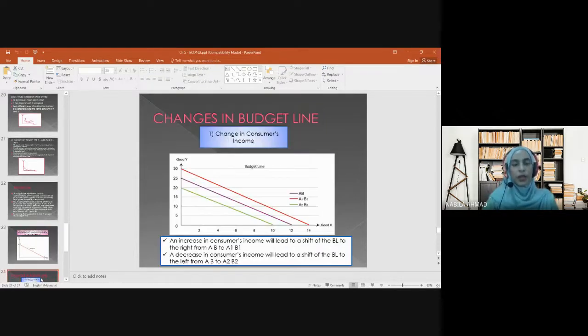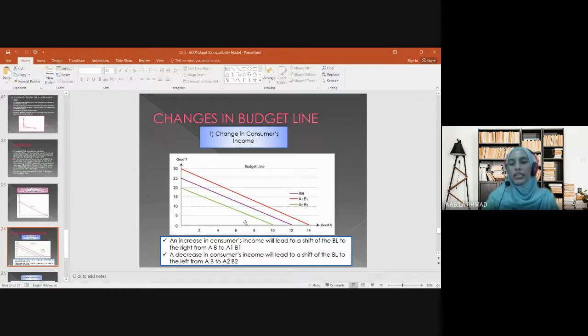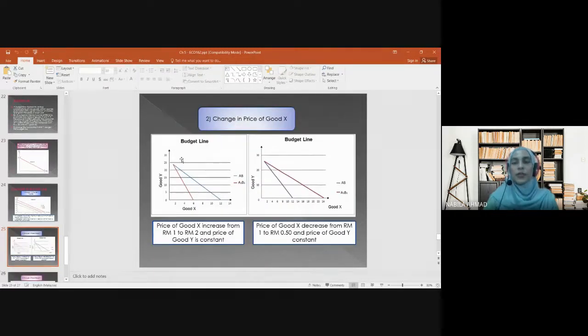Okay? Right. So budget line ni boleh juga shift. Dia boleh shift sekiranya ada changes in income. Semakin banyak income, semakin the budget line akan shift to the right. So kalau income berkurangan, shift to the left. And then dia juga boleh shift towards one good lah.